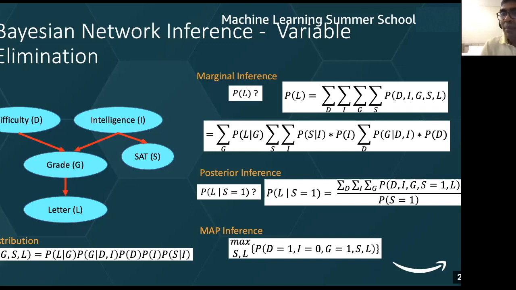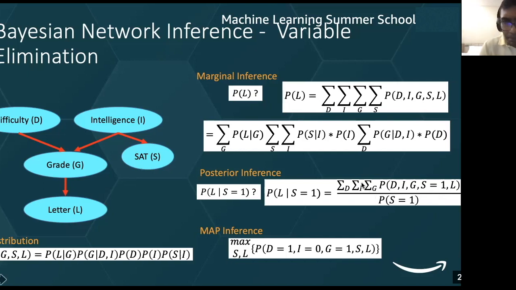The summation itself can be made a lot more efficient by exploiting the graph structure and the particular form of the joint distribution, which allows us to move certain terms in and out of the summations to make the process more computationally efficient. To give an example of posterior inference, one example could be: what is the probability of the letter given the SAT score is good, right? In this case, again, you could use the joint distribution and arrive at an expression like this to be able to estimate this posterior distribution.